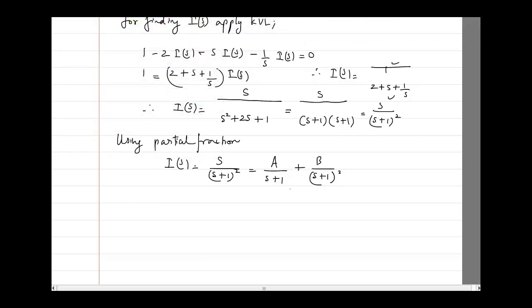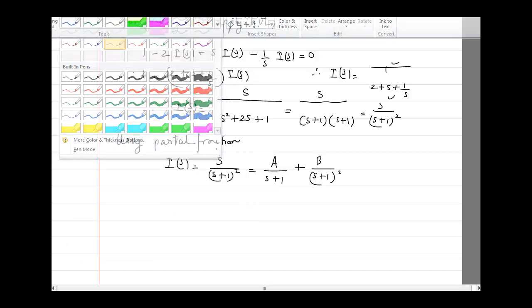Now I have to solve to get the value of A and B. If you remember, A can be found out using the method of S plus 1 multiplied with I of S when the value of S is equal to minus 1. Sorry, here I cannot do this because it's multiple poles, so I will instead use cross multiplication. That is another method, isn't it?